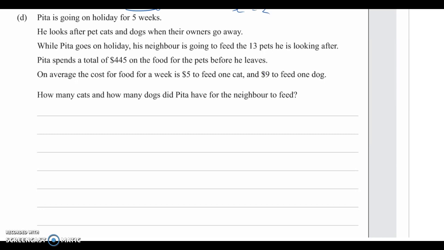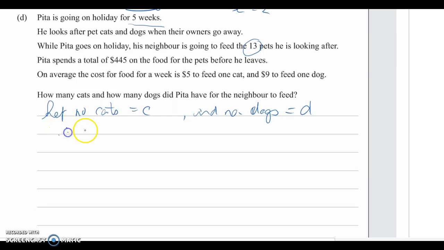So, if he's going away for 5 weeks, that's quite important, I'm sure. He's got pets and dogs. There's 13 altogether. So, let's say let number cats equal C and number dogs equal D. What do all the cats plus all the dogs equal? Therefore, number cats plus number dogs is going to equal 13.